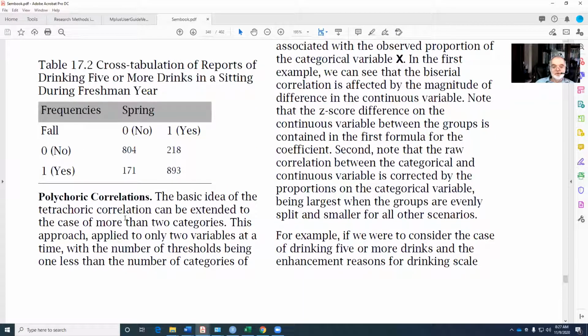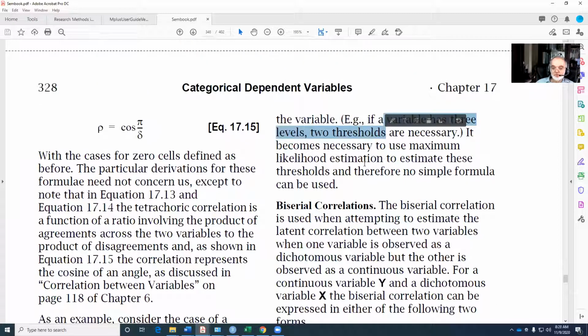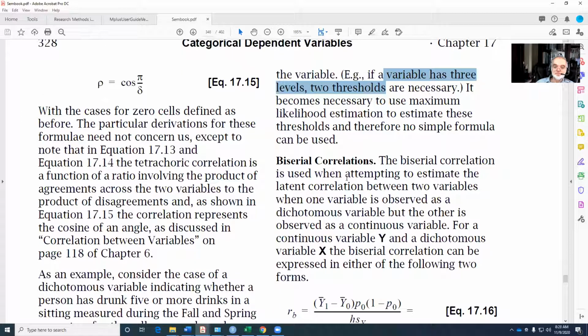So if you have more than two categories, that's called a polychoric correlation coefficient. And it's the same math using two thresholds, because now I've got 0, 1, and 2 as the three levels if I have that.